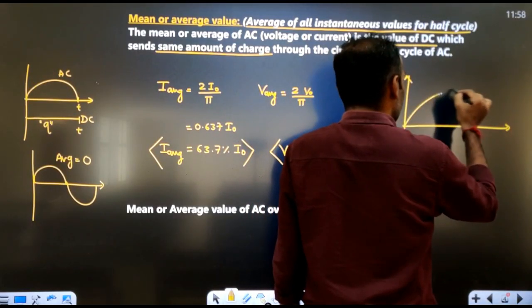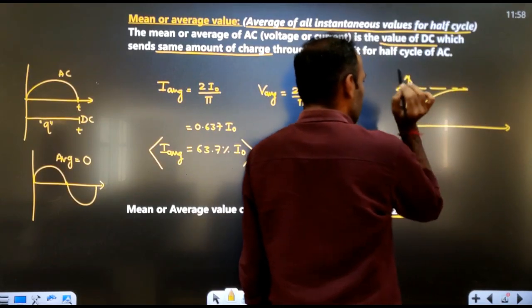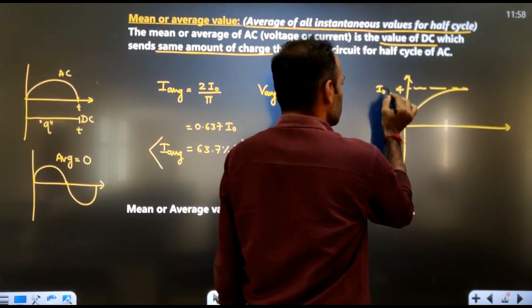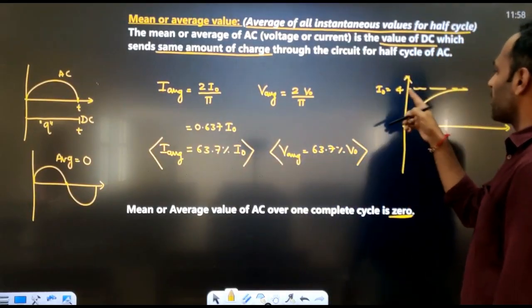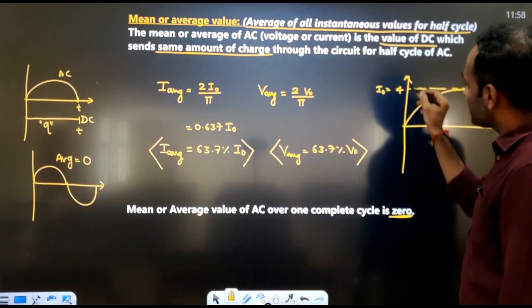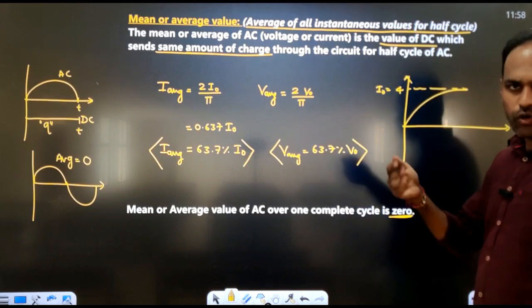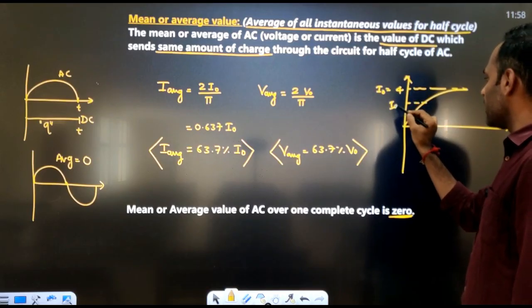Now half cycle of AC looks like this. This is the peak value. Let's say the peak value is 4. So this is I naught, right? So average value is 63.7% of peak value. 63.7% of 4 will be something like 2.5 or 2.6. So the average value will be here.